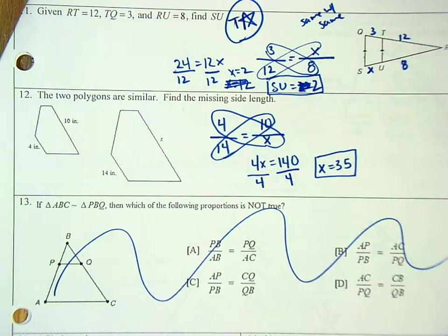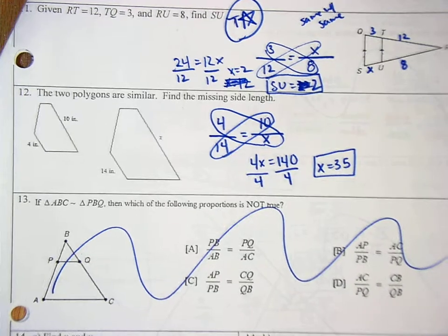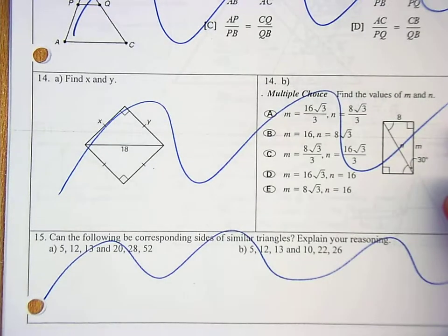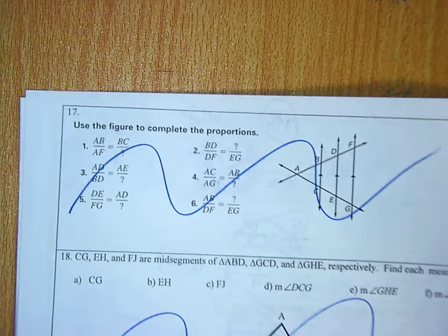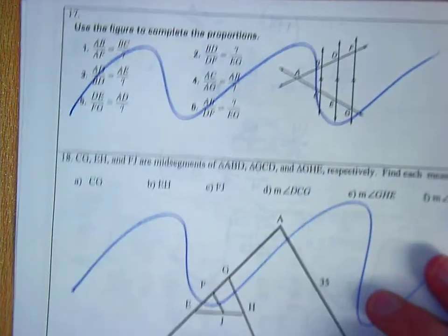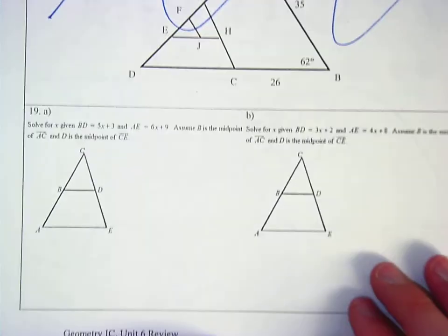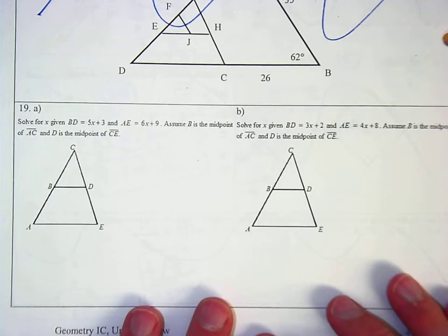Just to review, here's numbers 11 and 12. And you were supposed to skip 13, 14, 15. There's no 16. You were also supposed to skip or cross out number 17 and number 18, which brings us to page 4, number 19.